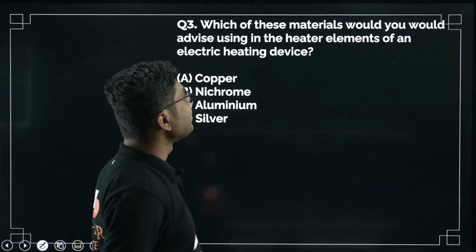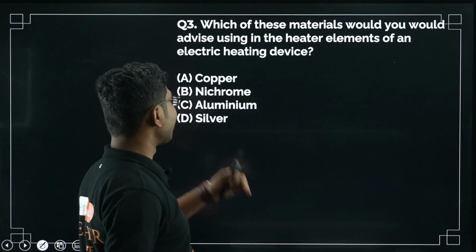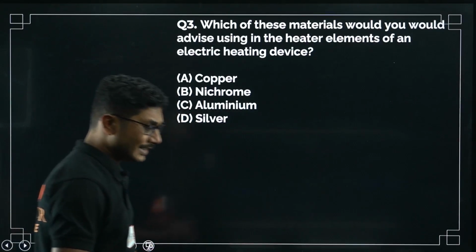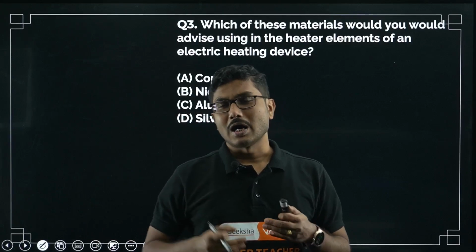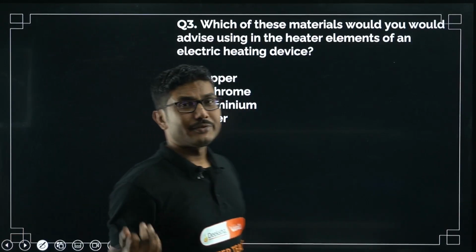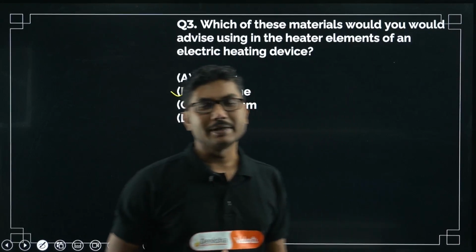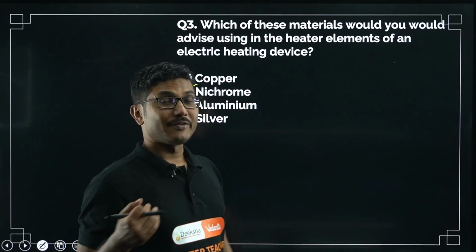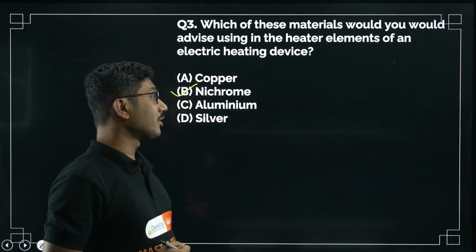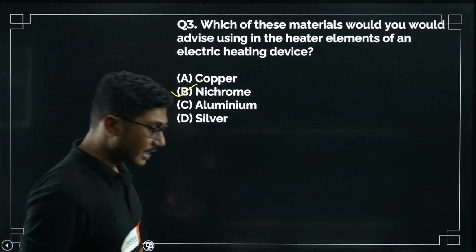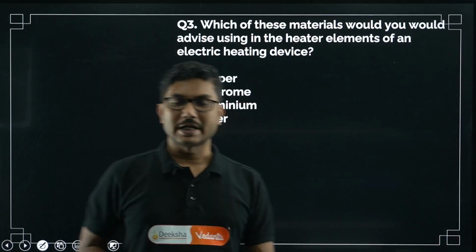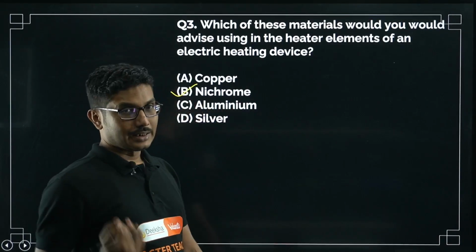Now, which of these materials would you advise for the heater elements of an electric heating device? In a heater device we will advise using a particular material called nichrome. Nichrome is very commonly used in electric heating elements because it has a high resistance and a very high melting point. So it does not melt, it can withstand a lot of heat, whereas copper, aluminium and silver are very good conductors with low resistivity, so they are not useful if you are designing an electric heater.